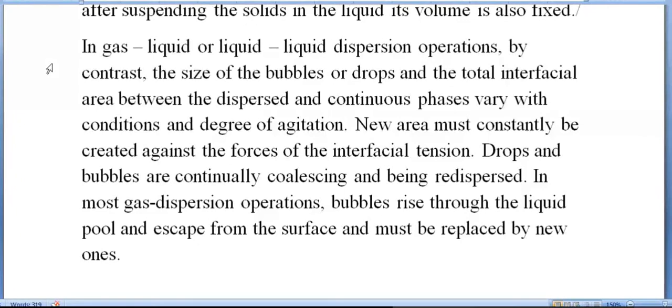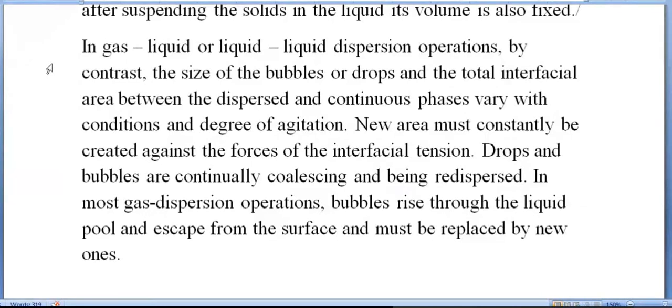So the total interfacial area between dispersed phase and continuous phase: when we have a number of bubbles, each and every bubble will have interfacial tension and interfacial area, and thus it facilitates the reaction to take place between the dispersed phase, the air bubble, and the continuous phase, water, with conditions and degree of agitation.